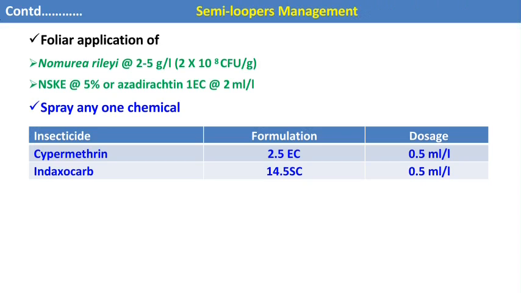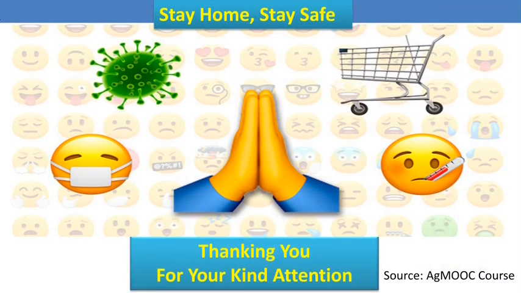Then 5% NSKE and azadirachtin are the botanical insecticides, and cypermethrin and indoxacarb are the chemical pesticides used against the semilooper. Then this is all about the different insect pest populations of the castor and sunflower crop.